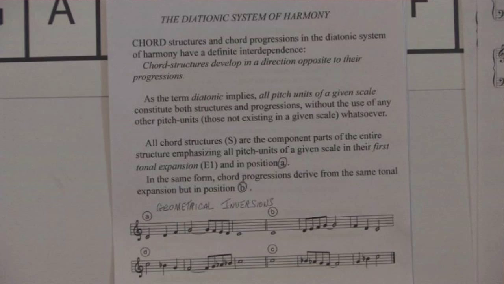Chord structures and chord progressions in the diatonic system of harmony have a definite interdependence. Chord structures develop in a direction opposite to their progressions. As the term diatonic implies, all pitch units of a given scale constitute both structures and progressions, without the use of any other pitch units, those not existing in the given scale whatsoever. All chord structures are the component parts of the entire structure, emphasizing all pitch units of a given scale in their first tonal expansion and in position A.